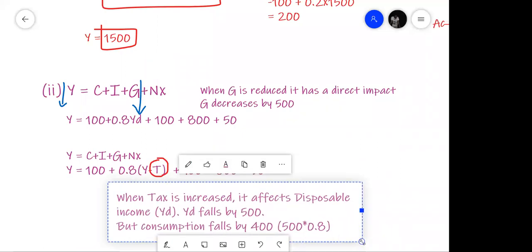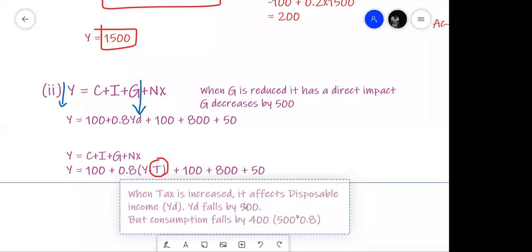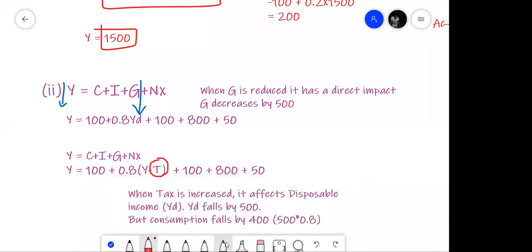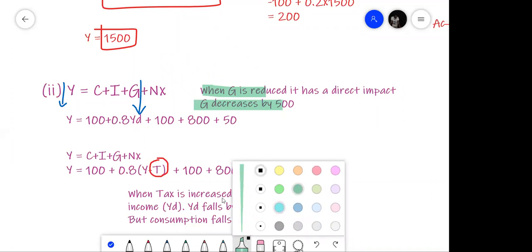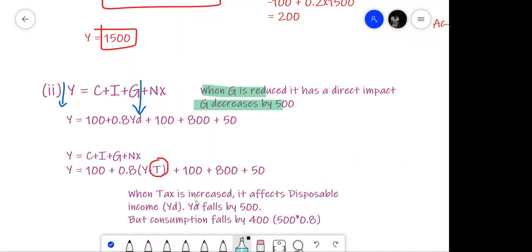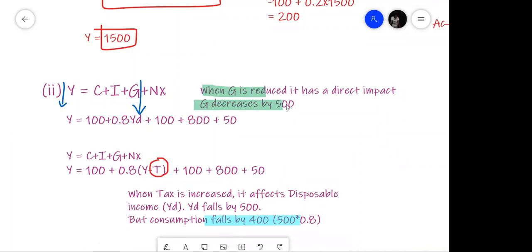So when you look at this, which one is more expansion? When G is decreased by 500, it directly causes a huge fall. But when you increase your taxes, YD falls by 500, correct? But when YD falls by 500, your consumption will only fall by 400. So which has more impact? It's your government spending that has more impact.